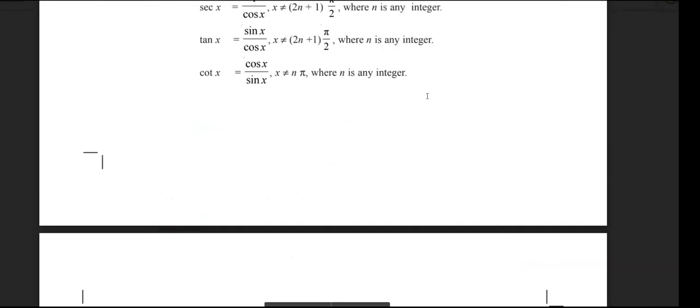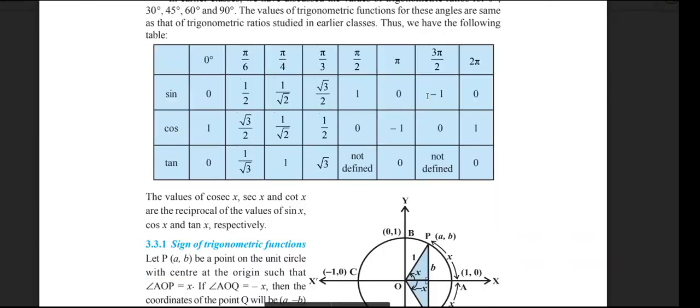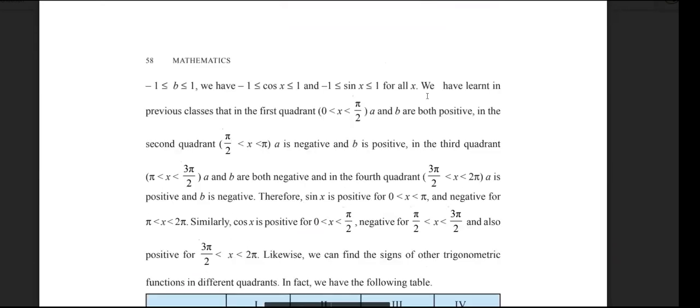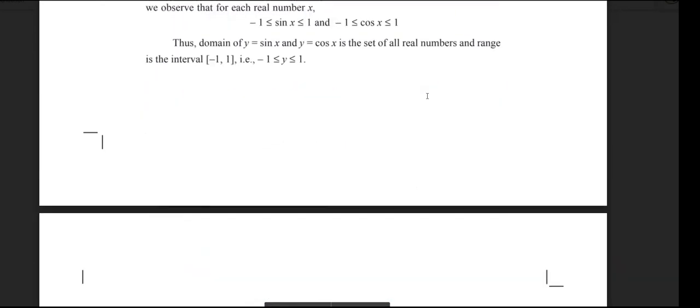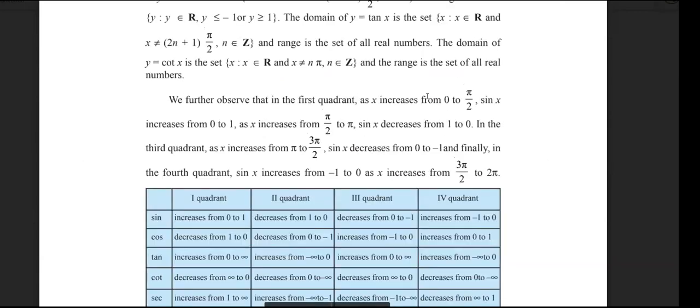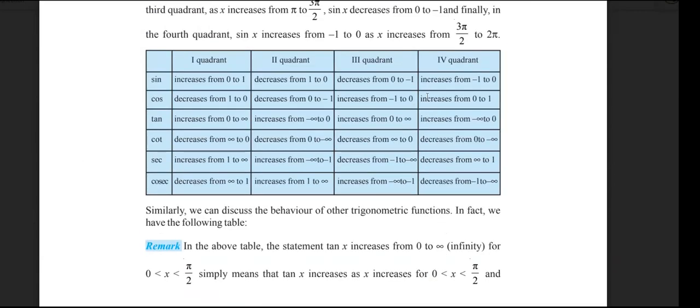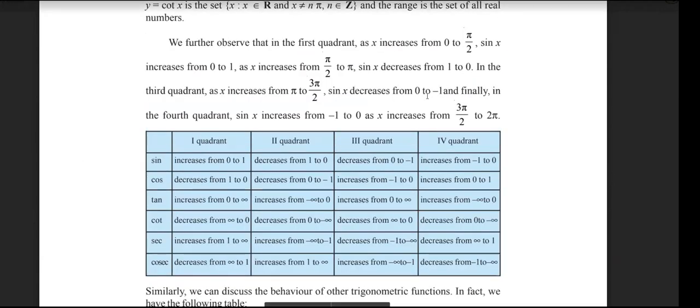Trigonometric functions, we have already seen. Yes or no? We already know this. Sine of trigonometric functions we know. Increasing, decreasing we know. In the first quadrant, from where to where does it go? Positive, negative, negative, positive. Do we know this, everyone? We have seen this when you talk about the unit circle. I'll just explain this once again in short.